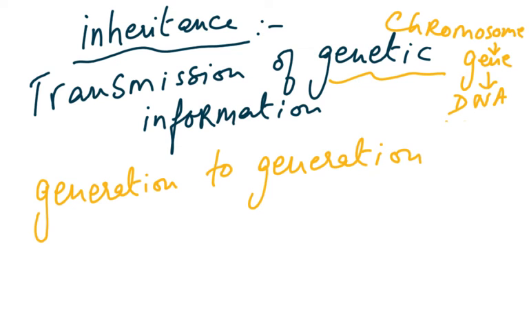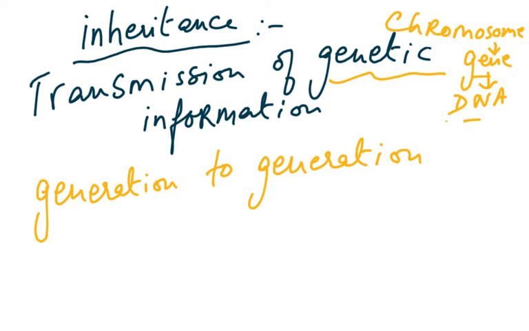Now, basically, the first point of the syllabus is inheritance. Inheritance means the transmission of genetic information, generation to generation. Now, how? Basically, every cell has a nucleus. And inside the nucleus, you have chromosomes. And chromosomes are made up of DNA. And then we have the genes. So the genes make up the total genetic information, which is also called the genome.